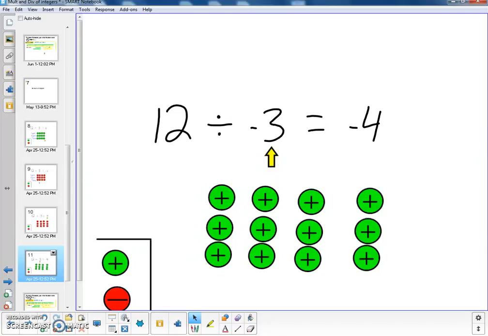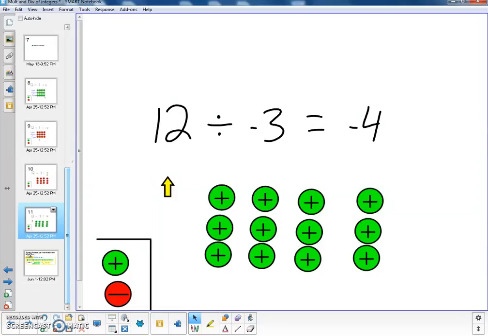So if you start saying the opposite, here's 12 positive chips, just like it says. I don't want 3 in a group. That would be doing 3 in a group like this. I want the opposite of 3 in a group. So that would force me to have to start putting red chips in there. And if I start putting the opposite of 3 in a group, then I'm going to have the opposite number of groups. So the signs both switch. That can be super confusing, and this last example is hard to explain.